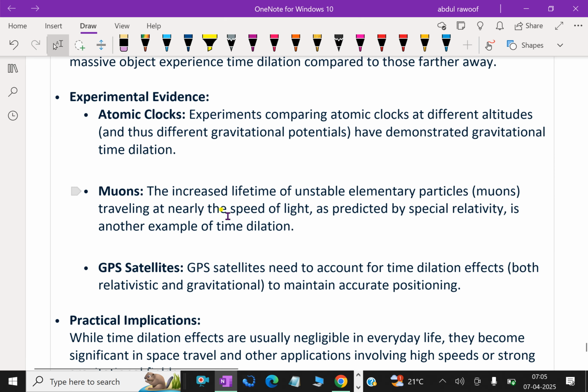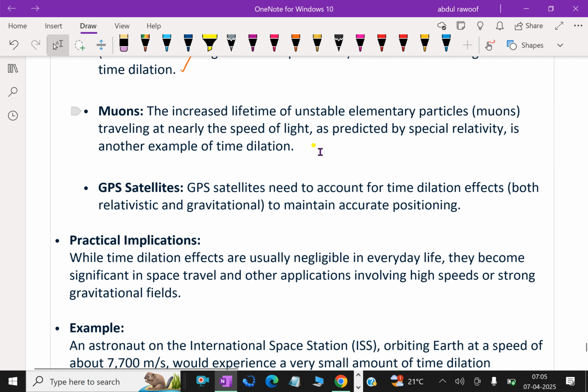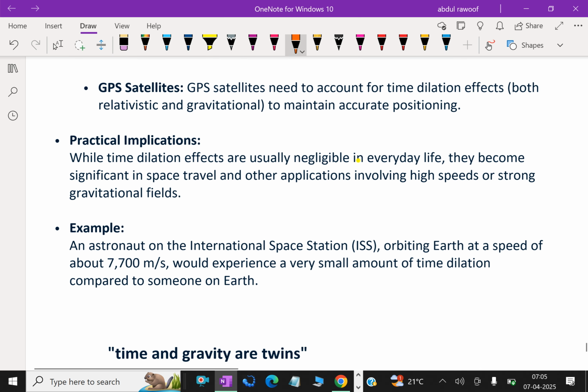Experimental evidence. Atomic clocks: experiments comparing atomic clocks at different altitudes and thus different gravitational potentials have demonstrated gravitational time dilation. Also muons: the increased lifetime of unstable elementary particles, muons, traveling at nearly the speed of light, as predicted by special relativity, is another example of time dilation. GPS satellites need to account for time dilation effects, both relativistic and gravitational, to maintain accurate positioning.